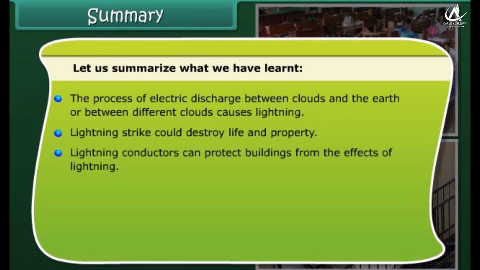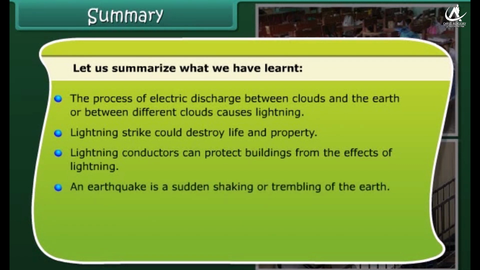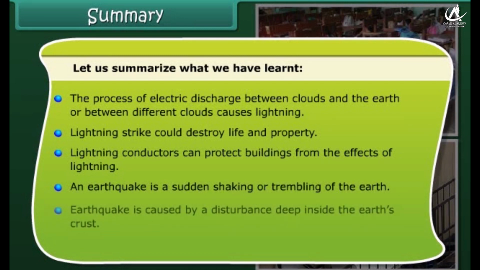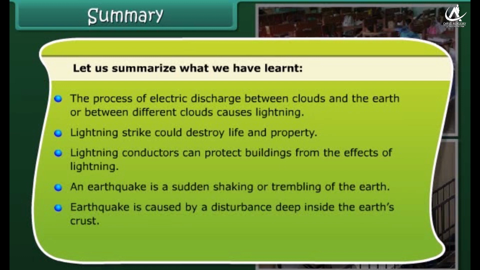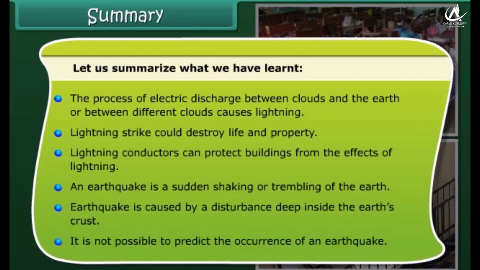Lightning conductors can protect buildings from the effects of lightning. An earthquake is a sudden shaking or trembling of the earth. Earthquake is caused by a disturbance deep inside the earth's crust. It is not possible to predict the occurrence of an earthquake.